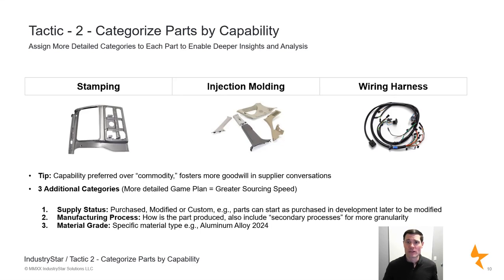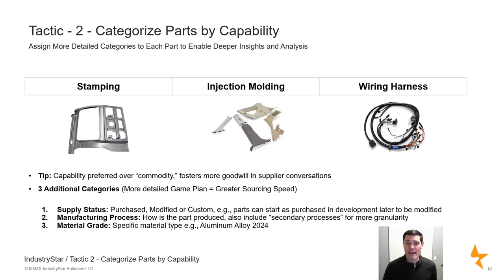Other terms for capability include commodity, category, or materials. We like to use the term capability because it provides a more positive embodiment of the collaborative partnership style of relationship that buyers and suppliers are striving for today. A capability could be a manufacturing process, a supply status, a material grade, business services, or an industry qualification.